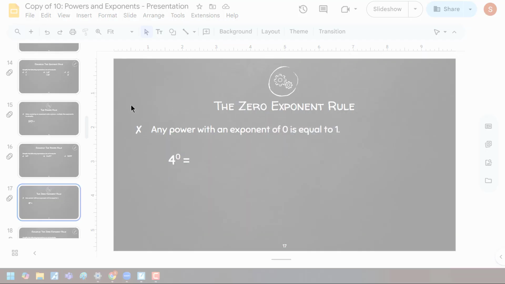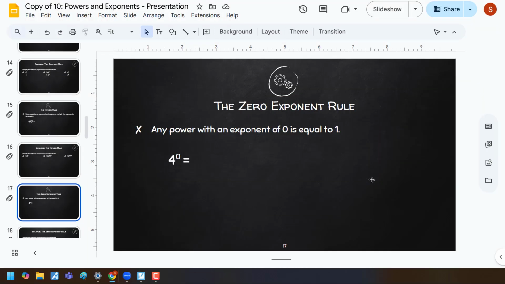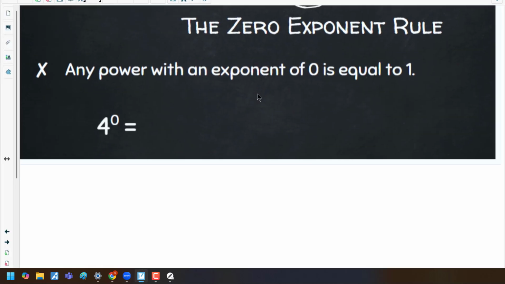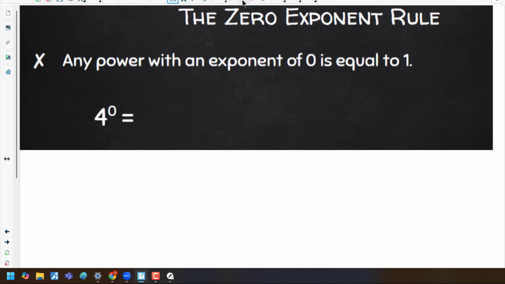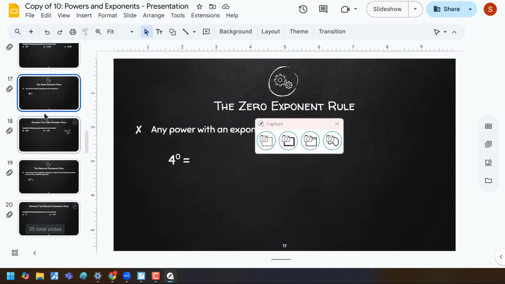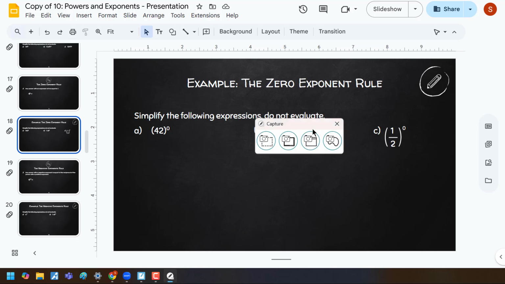So here is the zero exponent rule. Before we move on, this is the easiest one. I think every student gets this one. This is not hard. Anything to the power of 0 is equal to 1. Very easy. We'll even do the examples for this one.